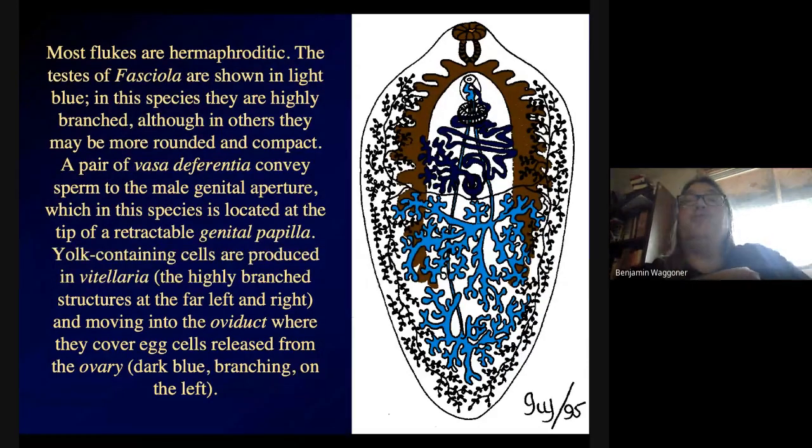In light blue, you've got testes and a pair of structures called vasa deferentia. You know, that's the plural of vas deferens, which some of you also have. Those convey sperm to the male genital aperture, and the openings of both of these are located at the tip of a retractable thing called the genital papilla. Typically, these worms will not self-fertilize if there's another option, but they'll put papilla to papilla, and each one will fertilize the other's eggs.